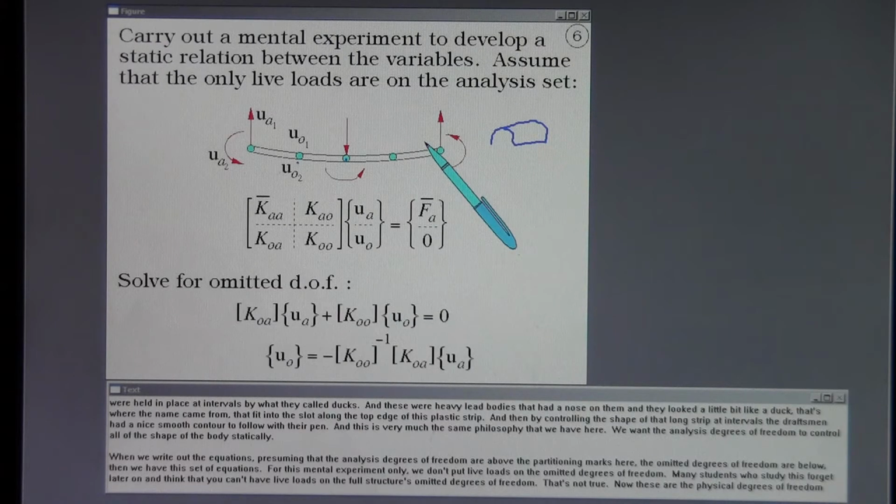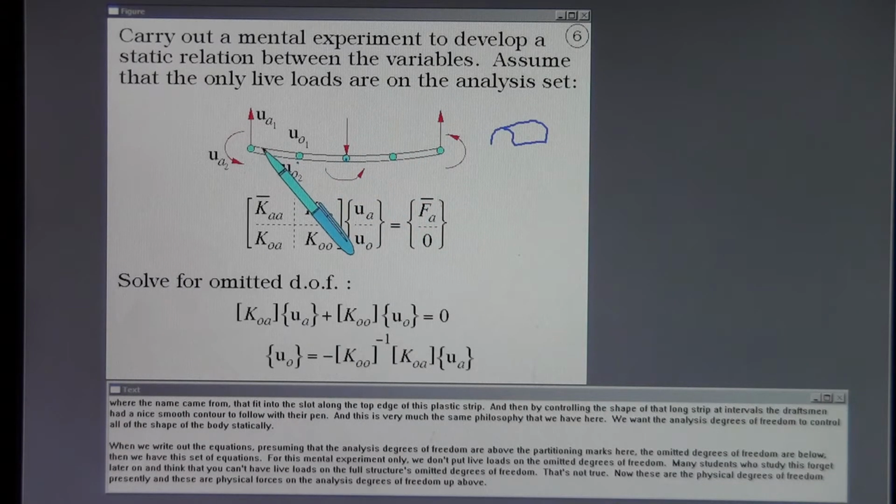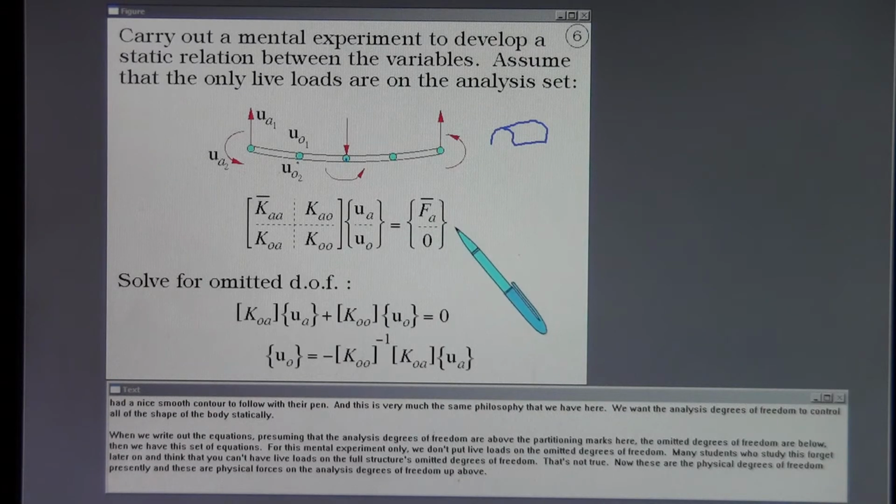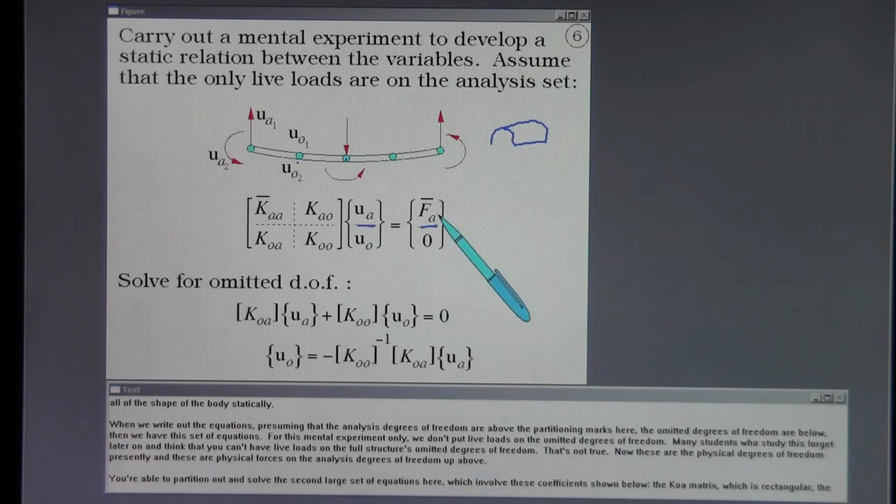And then by controlling the shape of that long strip at intervals, the draftsman had a nice smooth contour to follow with their pen. And this is very much the same philosophy that we have here. We want the analysis degrees of freedom to control all of the shape of the body statically. When we write out the equations, presuming that the analysis degrees of freedom are above the partitioning marks here and the omitted degrees of freedom are below, then we have this set of equations.